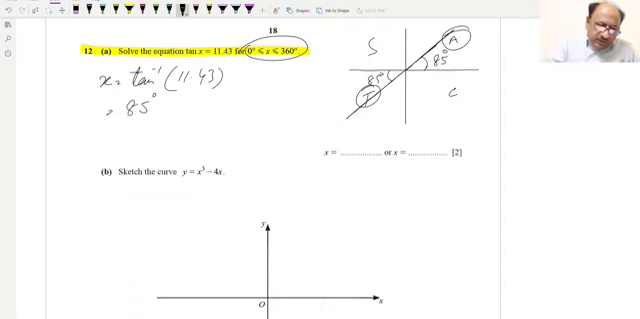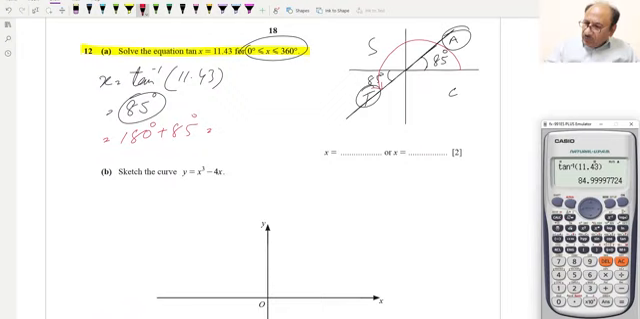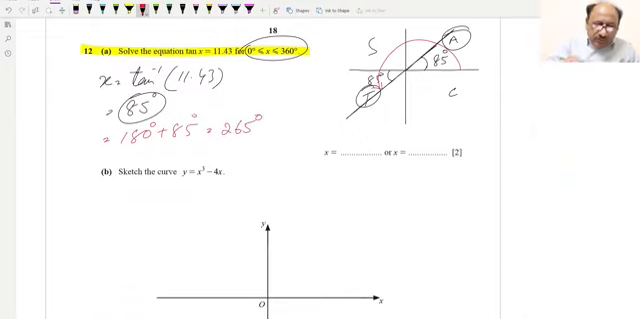So one angle will be 85, and the second angle which we can take will be from this point to this point. So 180 plus 85 degrees will be equal to 264.99. So we can write 265 degrees.